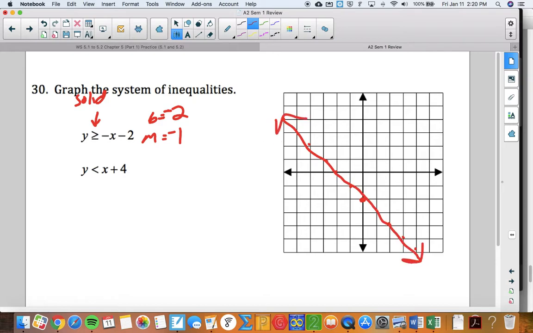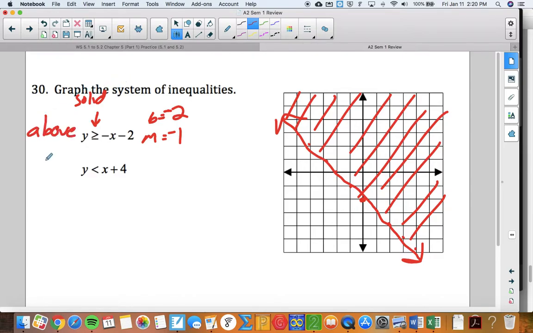Now when it's in slope-intercept form, if it's y greater than, it means that you're shading above the line. The y values, or the heights, have to be greater than the line. Shade above. If that shortcut helps you, use it. Whereas for this one, it's in slope-intercept form, and y is less than the line, so you're going to shade below.